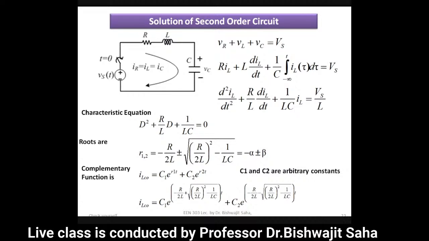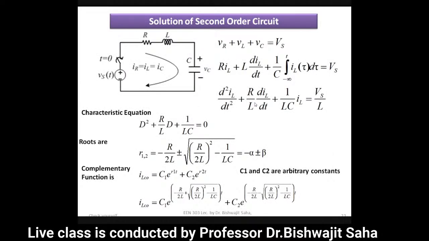Sir, in the third line... Yes. Hello. Yes, third line. Tell me, what is the problem? So in the third line, R dIL by L dt. So how come? Second line first. Think. I have told you just a minute before how it comes. Maybe you did not listen.